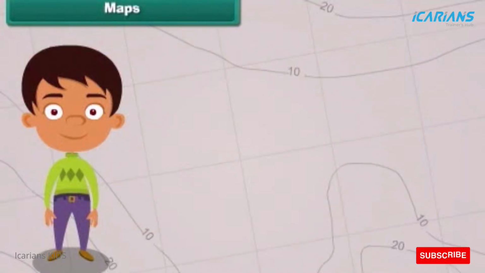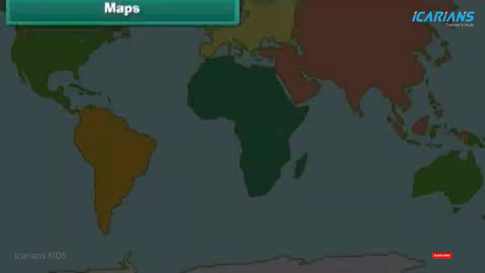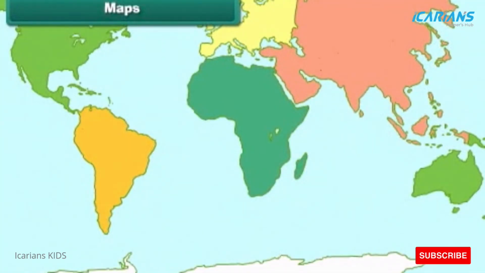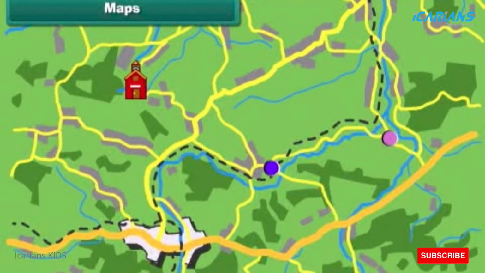Maps. We often face problems locating a new place. Maps are used to solve such problems. A map shows the countries of the world, their capitals, cities, and towns. It also shows different landforms and water bodies present on the earth. A map uses signs and symbols to indicate a place.